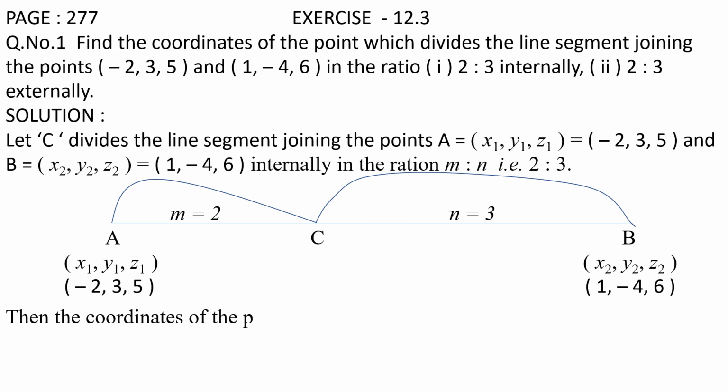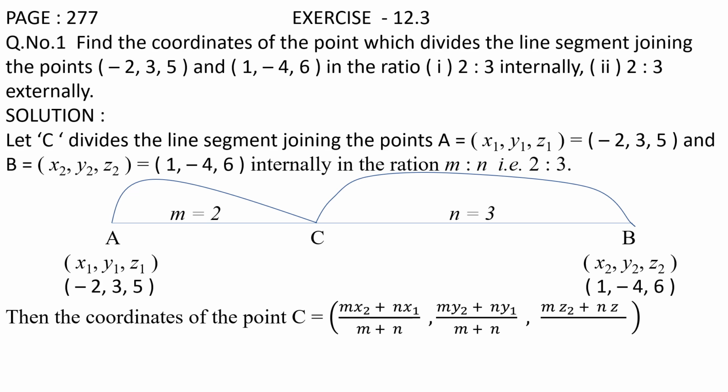Then the coordinates of the point C is equal to (mx2 plus nx1) by (m plus n), (my2 plus ny1) by (m plus n), (mz2 plus nz1) by (m plus n). Do you remember this formula, my dear children? This is the coordinates of the point which divides the line segment joining the given 2 points internally in the ratio m is to n. Okay, my dear children. Now we substitute the values of m, n, x1, y1, z1, x2, y2, z2 in this formula. Right.